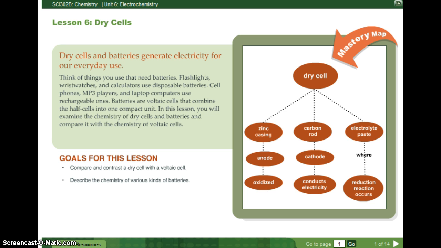In this lesson, you will examine the chemistry of dry cells and batteries and compare it with the chemistry of voltaic cells. Goals for this lesson: compare and contrast a dry cell with a voltaic cell. Describe the chemistry of various kinds of batteries.